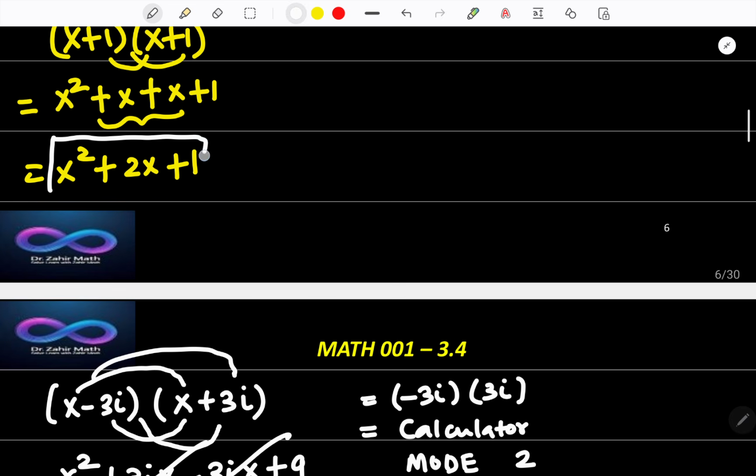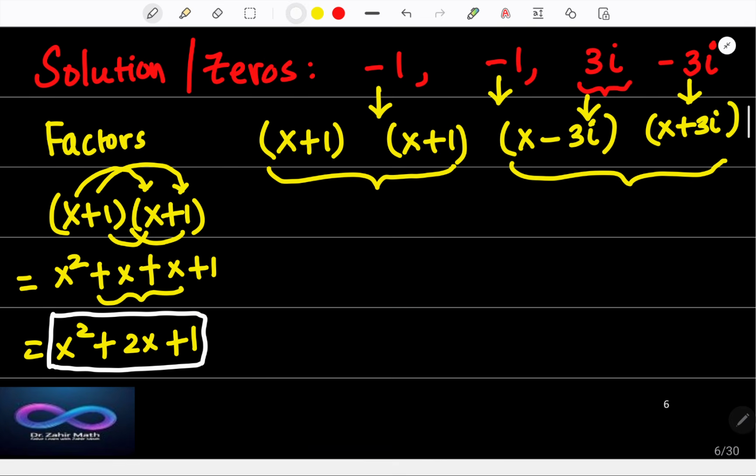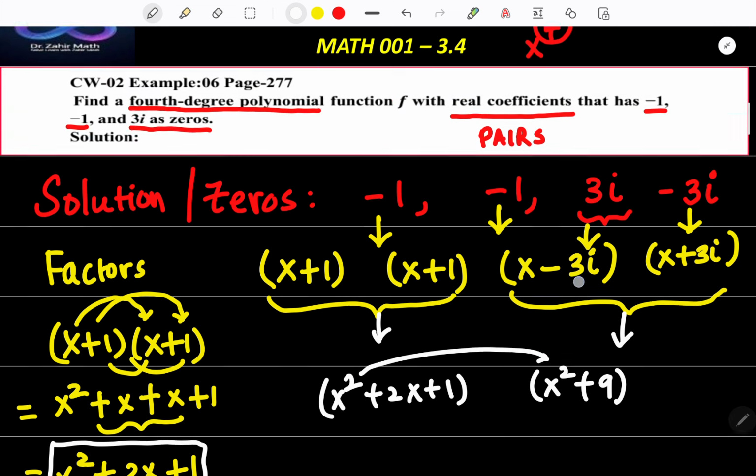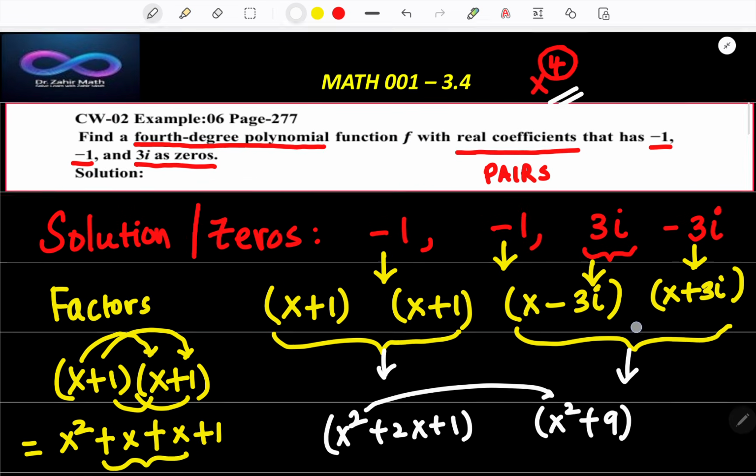And this is the answer for the first product. So what are the things you got? This is x square plus 2x plus 1. Clear, everybody? Right. And this is what? X square plus 9 is your answer. Now I have to slowly multiply. Then I will get what? Fourth degree polynomial, x power 4.